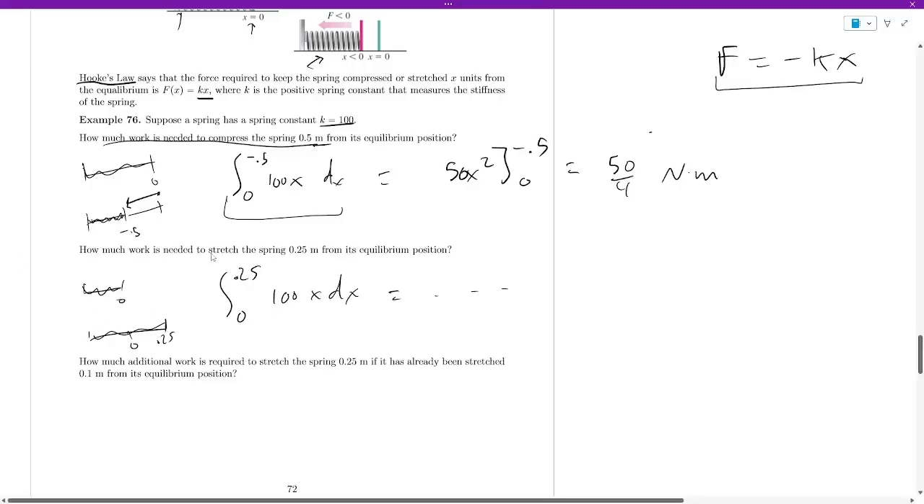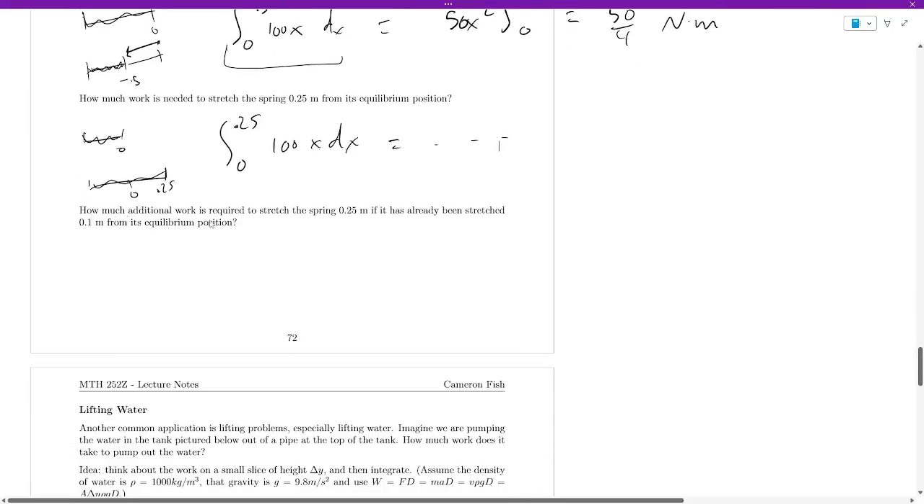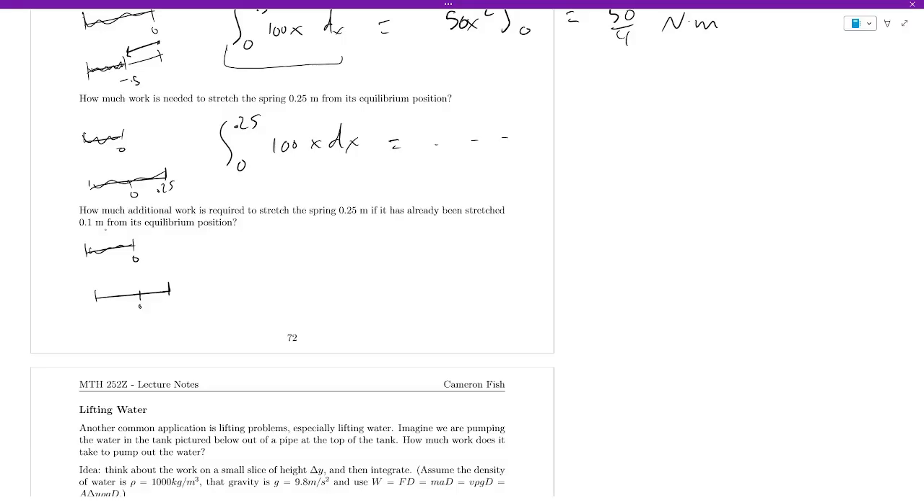Something that can be a little tricky with these spring problems is that sometimes they have weird phrasing. How much additional work is required to stretch the spring 0.25 meters if it has already been stretched 0.1 meters from equilibrium? Let's sketch here again. Here's equilibrium. It has already been stretched 0.1 meters, so I've already stretched it to here. But how much additional work? I'm going to further stretch it 0.25 meters more than what I'm already at. Not to x position 0.25, but 0.25 more. So I'm going to go all the way up to 0.1, where I was already, plus another 0.25. That's the final position I'm going to end up at. So that's 0.35. I'm going to go all the way out here to 0.35.